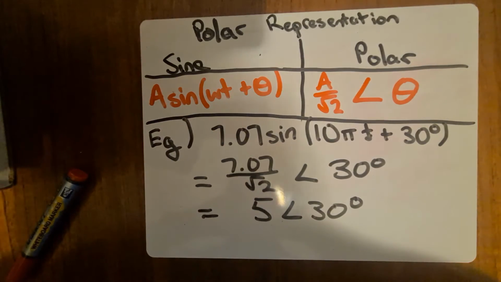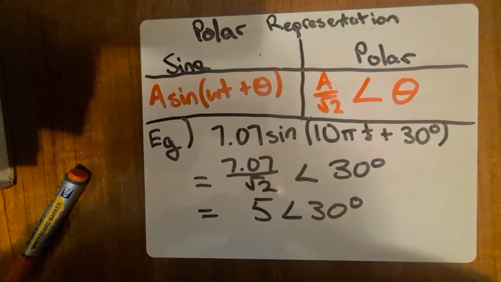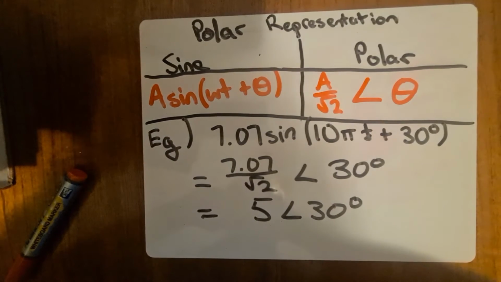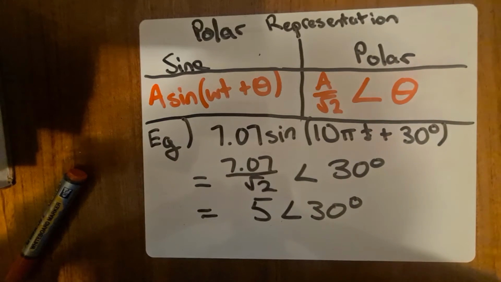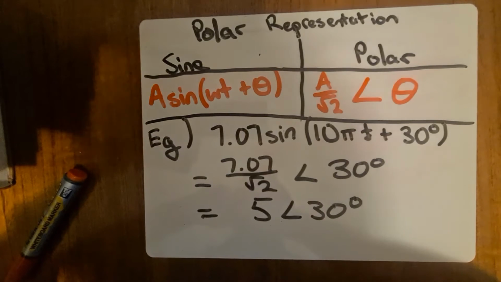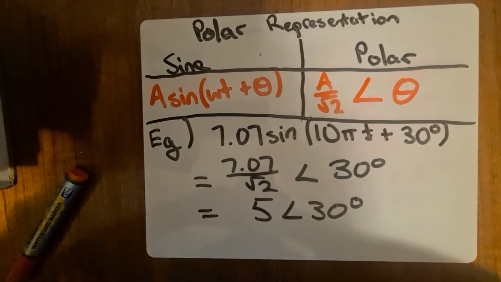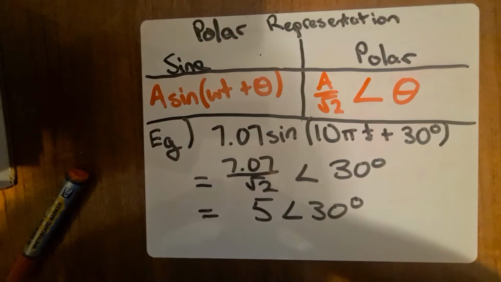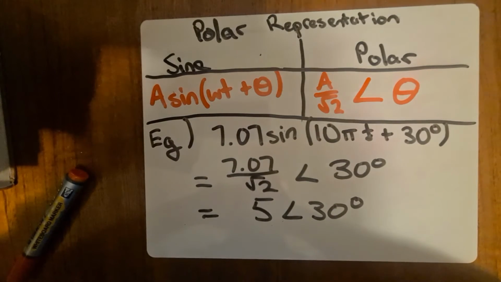To convert from a sine wave to a polar wave, the peak-to-peak voltage or amplitude has to be divided by the square root of 2 to get the RMS voltage. The phase of the sine wave also has to be put next to the phase of the polar. This allows for multiplication and division of two separate voltages or amplitudes to be done simply.